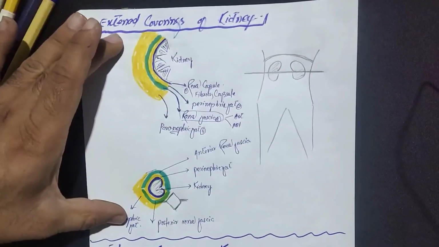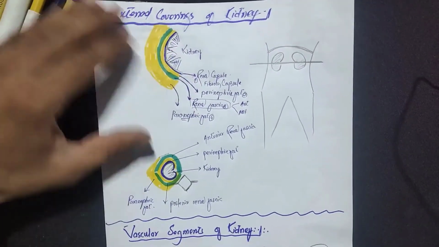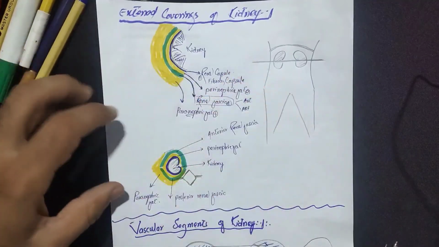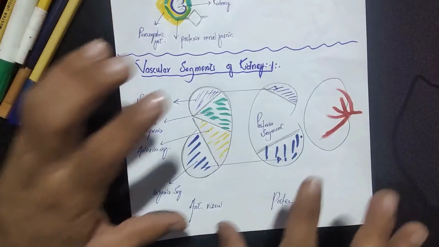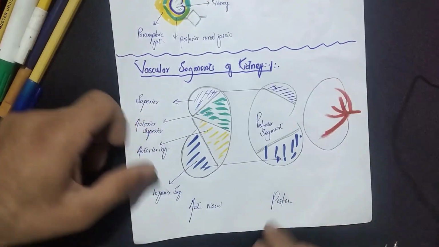So friends, in this lecture we discussed the coverings of the kidney. Right, what are the covers of the kidney, what are the capsules which cover the kidney, and what are the vascular segments of the kidney. I will discuss these arteries in the next lecture.